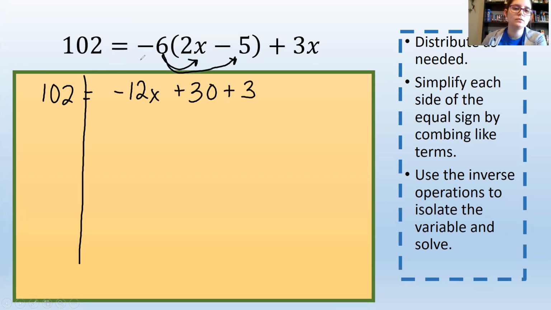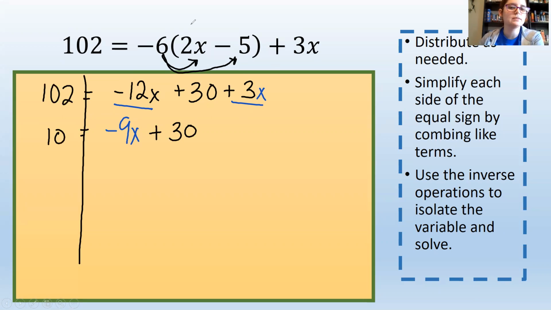Let's combine. So I can see I have a negative 12x and a positive 3x. Be careful with what you write. I almost made a mistake here. So make sure you're taking your time. These are different signs. They tell me to subtract. 12 minus 3 is 9x. I have more negatives, so this is a negative. Bring down my 30. Bring down my 102.